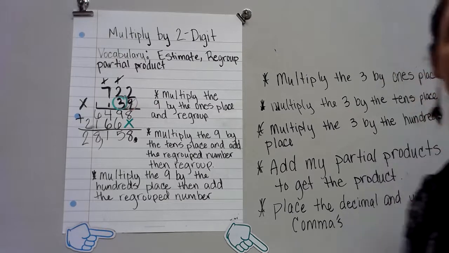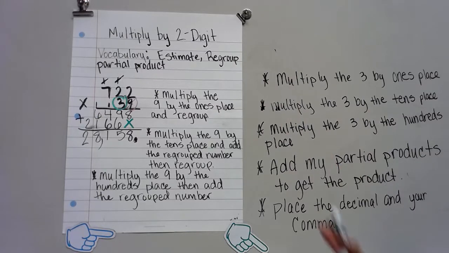So my answer there should be 28,153. And I'm going to move out of your way for just a second so that you can make sure this would be a good time to pause and make sure you have all of your notes for our problem up there.